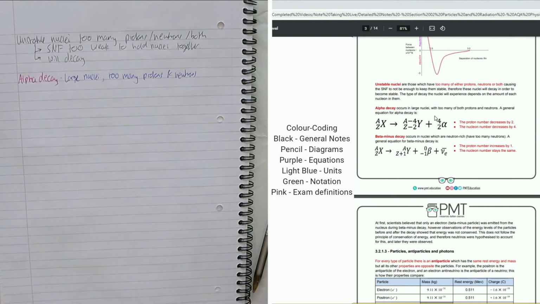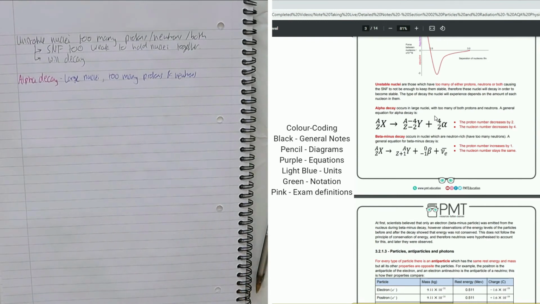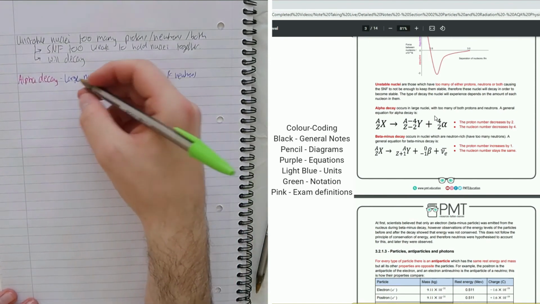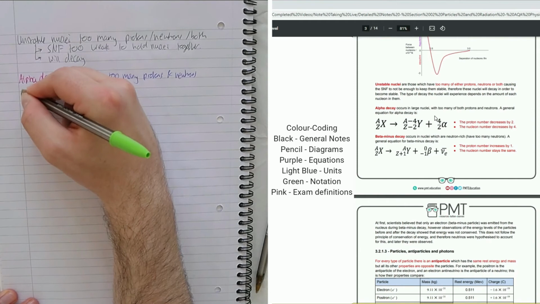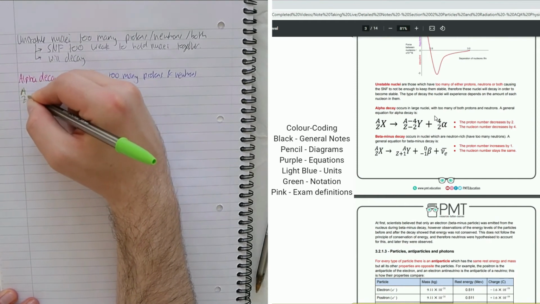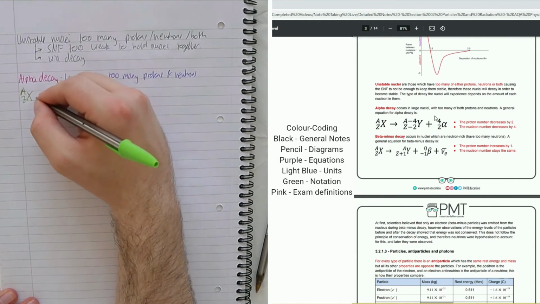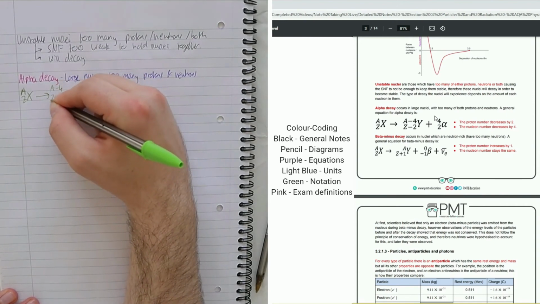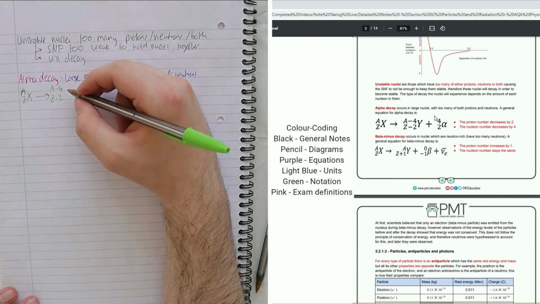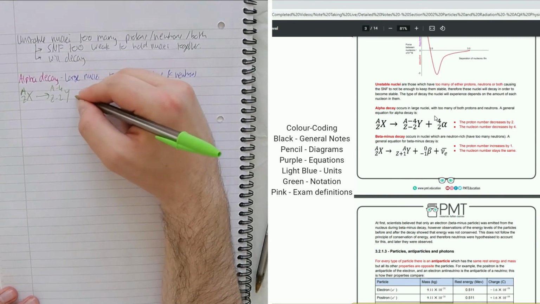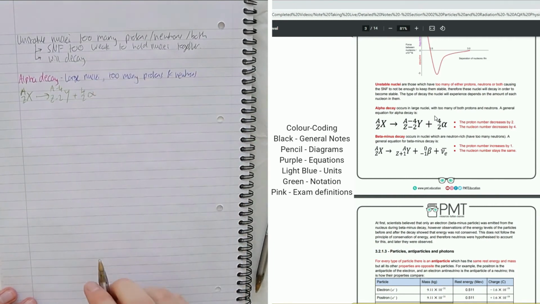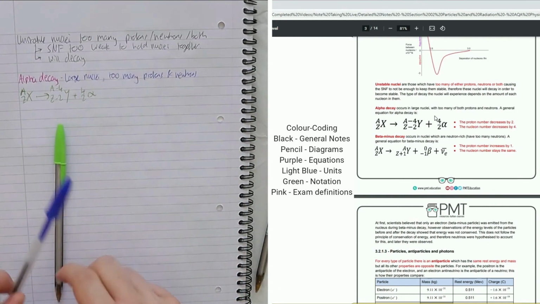And then, because it's like a notation, right? Remember what colour notation was? It's green. So let's use green. So we have A, Z, X goes to A minus 4 because it loses 4 of its mass number, Z minus 2 because it loses 2 protons, and that's going to be Y plus an alpha particle. Cool.